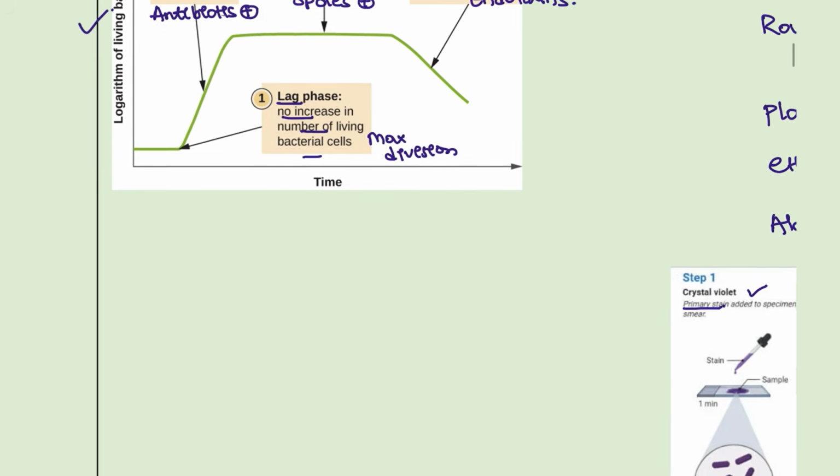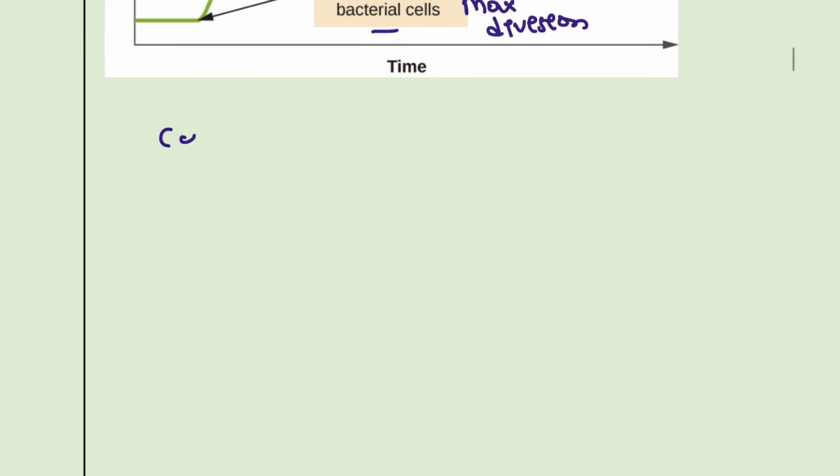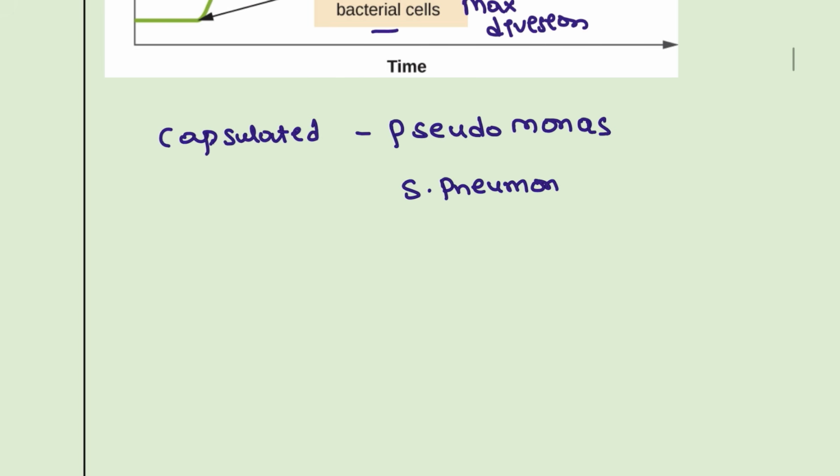Next, moving on to some of the important points such as capsulated organisms. What are the capsulated organisms? Capsulated organisms such as Pseudomonas, Streptococcus pneumoniae, H. influenzae, and Neisseria species.